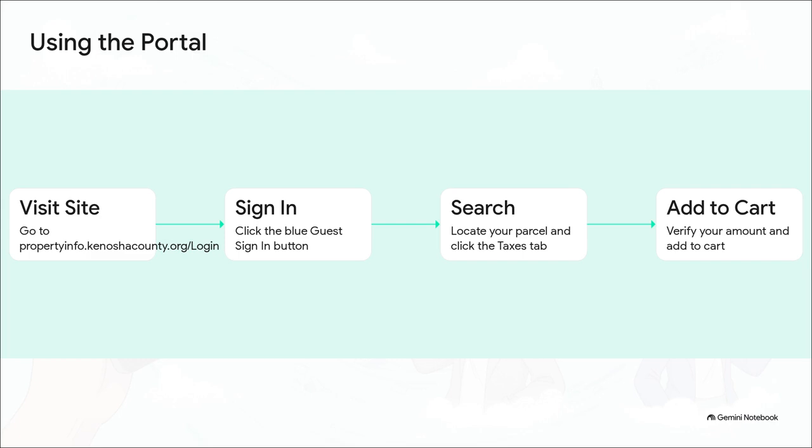You don't even need to create an account or try to remember some new password. Nope, just click the blue Guest Sign In button. It'll ask you to accept the website's terms and bam! You are taken straight to the search bar to find your parcel. Once you pull it up, click the Taxes tab, double-check your amount, and hit Add to Cart.